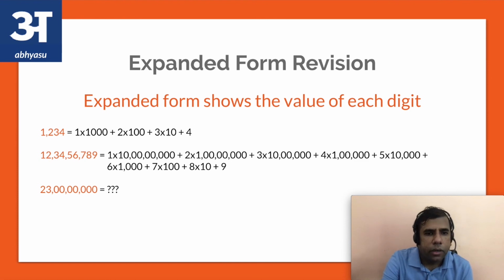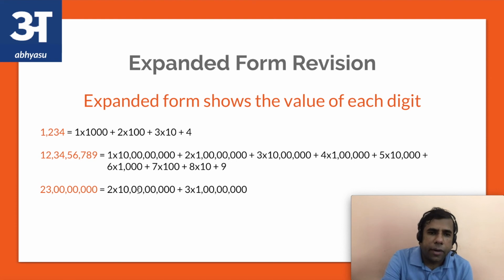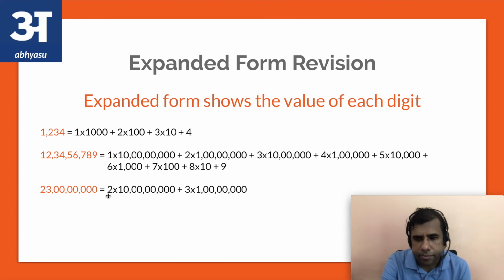The next number, 23 crore. Simply it's going to be 2 multiplied by 10 crore plus 3 multiplied by 1 crore because there are zeros everywhere else.